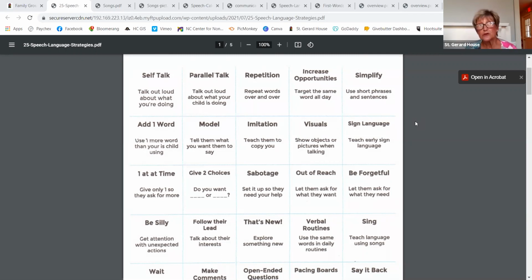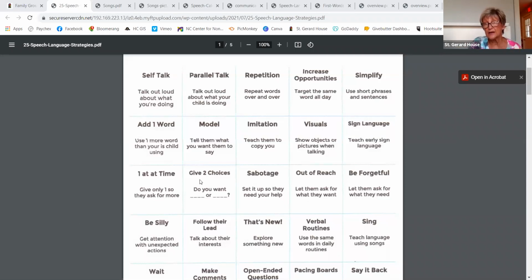The same goes for talking about what your child is doing, because that helps them think about it rather than just be doing something. Bottom line, we don't just want our kids to be talkers, because children can talk and they can be empty words. We want them to be thinkers in addition to talkers. For example, one of the things on this strategies sheet says to give two choices.